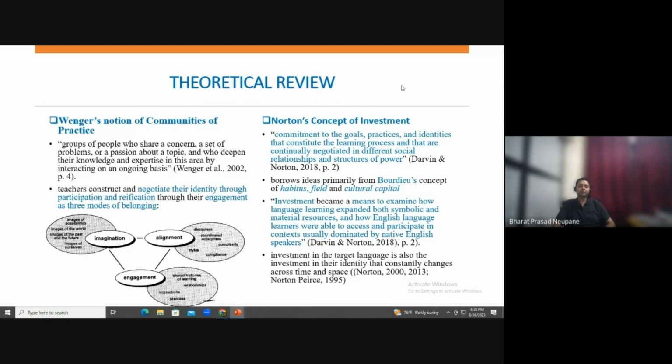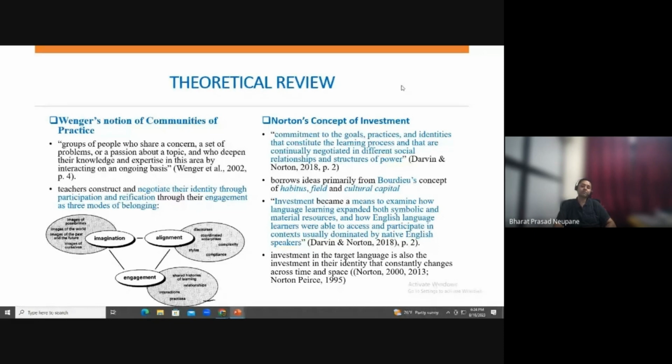So investment in this study has become a means to examine how language learning expanded both symbolic and material resources. When you start investing in language learning, you start expanding your symbolic and material resources, and how English language learners were able to access and participate in contexts usually dominated by native English speakers. When you learn skills, you will be able to participate in the communities of practice. When you develop these symbolic and material resources, they provide you access to engage in that community.